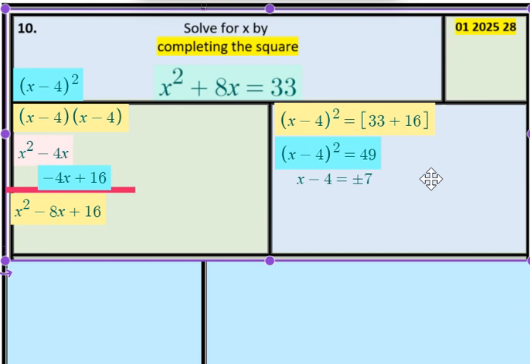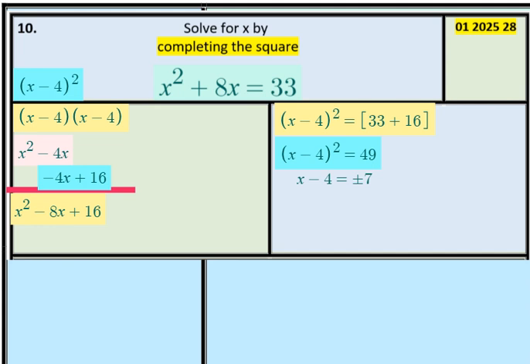So now I'm going to write 2 separate equations. Either x equals positive 7 and we add 4 to the other side, or x equals negative 7 and we add 4 to the other side. Now we just combine 7 and 4. One of our solutions is x equals 11. The other one is x equals negative 3. And those are the 2 answers you will always get when you use complete the square for question number 10.